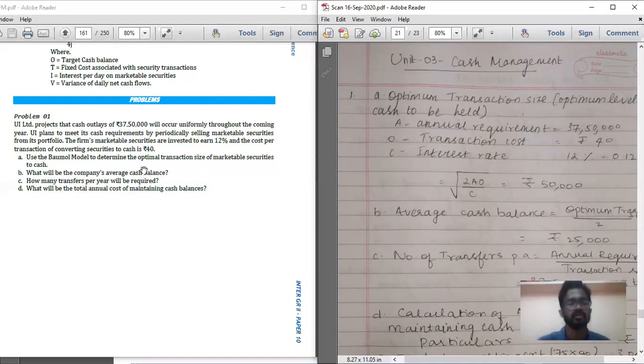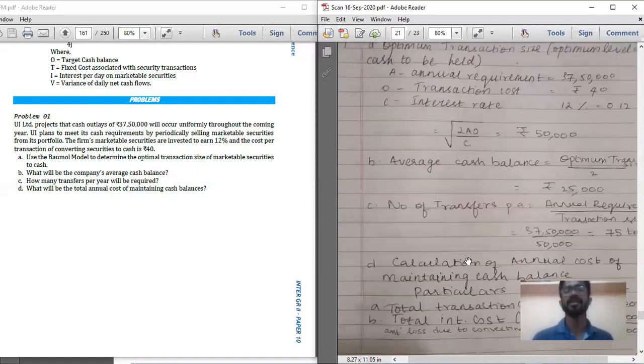And C is the interest rate. How much is the interest rate? 12%, that is 0.12. C, interest rate, is equal to 0.12. Now write the formula: square root of 2AO by C. Now calculate it. 2 into 37,50,000 into 40 divided by 12%, and the square root of it is 50,000. So it is equal to rupees 50,000. So point number a, the answer is 50,000. The optimum transaction size is 50,000.